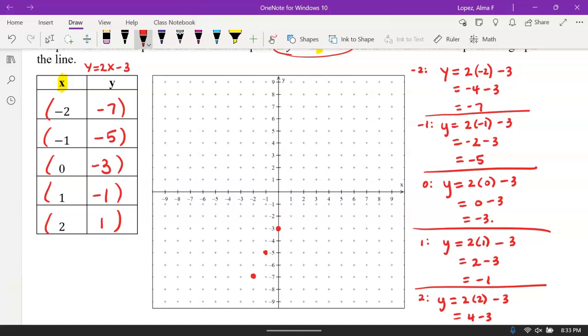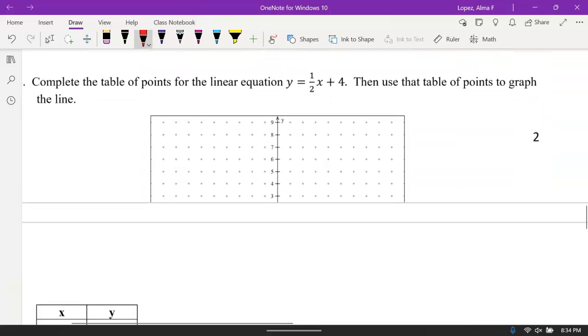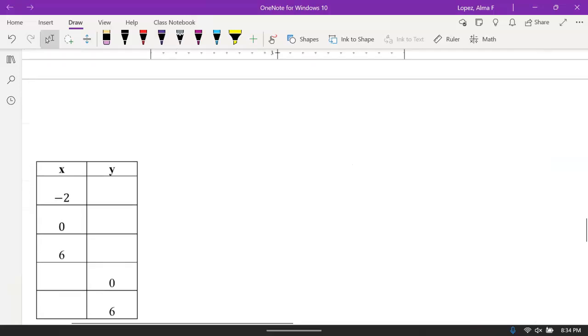On the x-axis, 1, down. 2 on the x-axis, up 1. If you did it right, you should see that they line up perfectly. And you've just drawn your first line. We've got a couple more to go through. Let's do them. And again, pause the video if you want to.